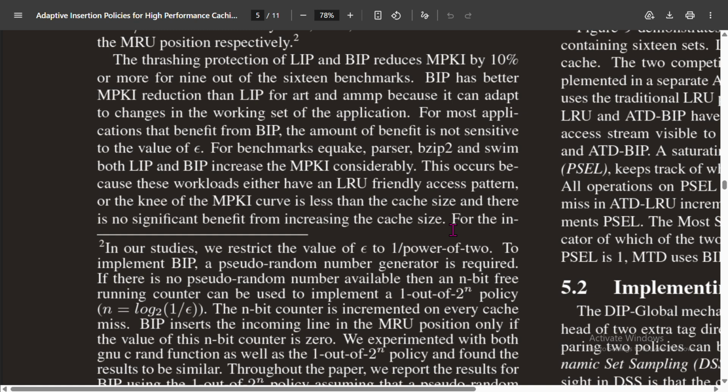For benchmarks such as parser, bzip2 and swim, both LIP and BIP increase the MPKIs considerably. This occurs because these workloads either have an LRU-friendly access pattern or the knee of the MPKI curve is less than the cache size, and there is no significant benefit for increasing the cache size.